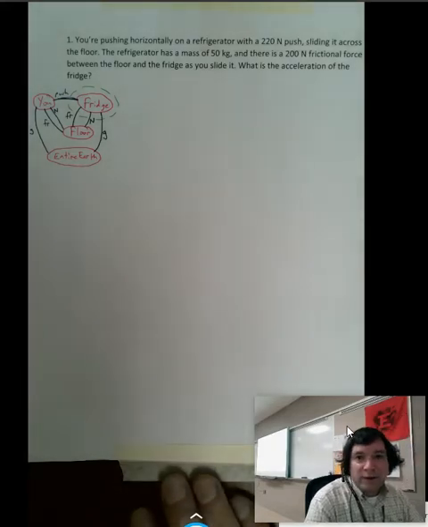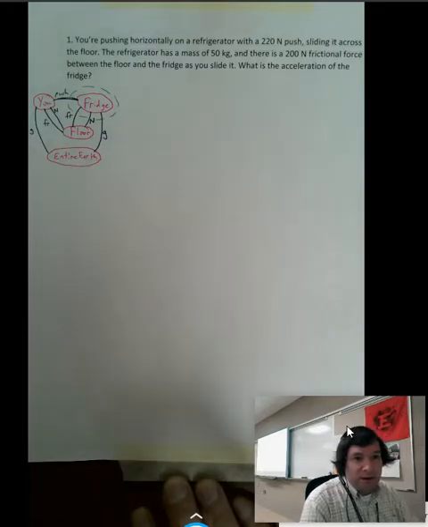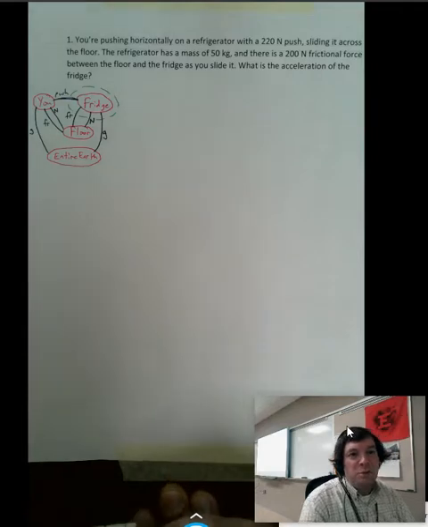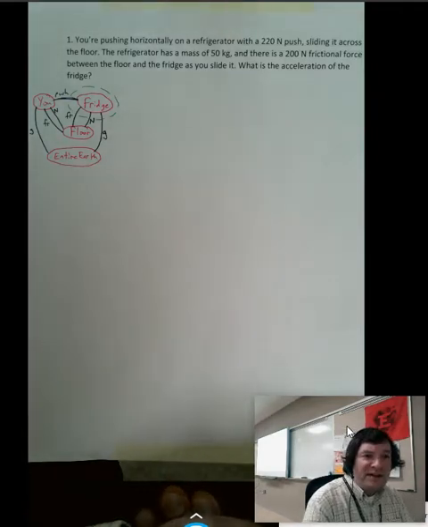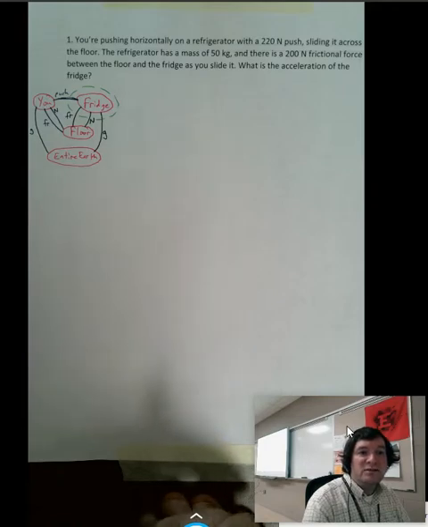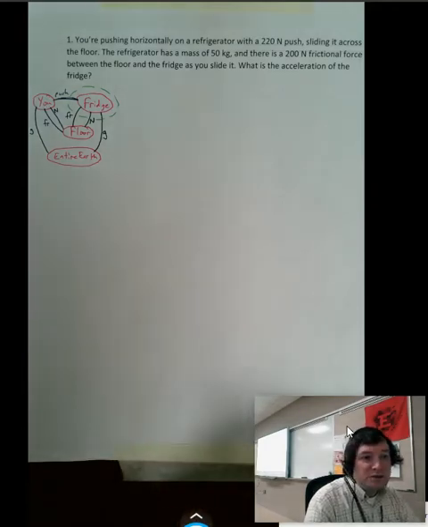Hello. What I would like to do today is use the power of making free body diagrams to help us solve problems using Newton's second law. So to begin, we're pushing horizontally on a refrigerator. You're pushing with a 220 Newton force. The fridge is sliding across the floor with a 200 Newton frictional force between the floor and the fridge. The fridge has a mass of 50 kilograms, and we want to find the acceleration of this refrigerator.